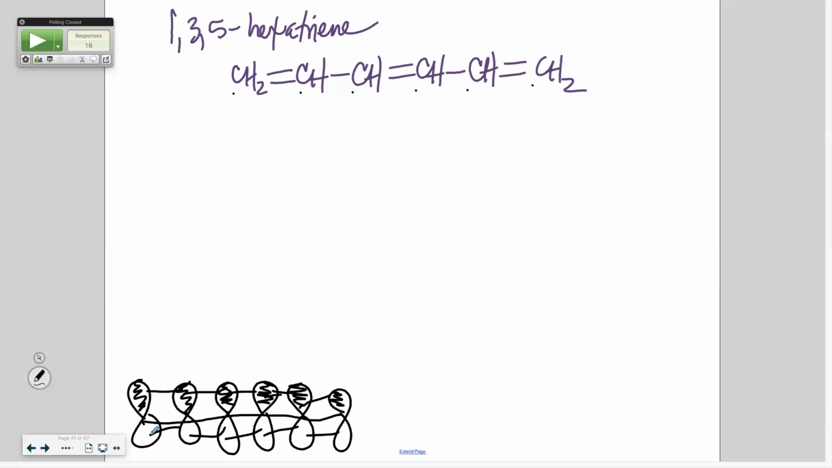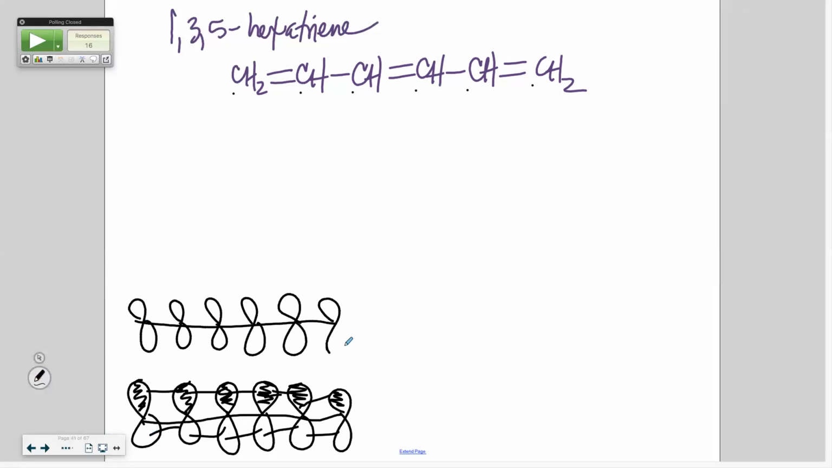How many molecular orbitals should I get out of this picture? If I'm putting in 6 p orbitals, I should get how many MOs? 6. Okay. How many will be bonding and how many will be antibonding? 3 and 3. Okay, so you could do this and just put all your little lobes, 2, 3, 4, 5, 6.